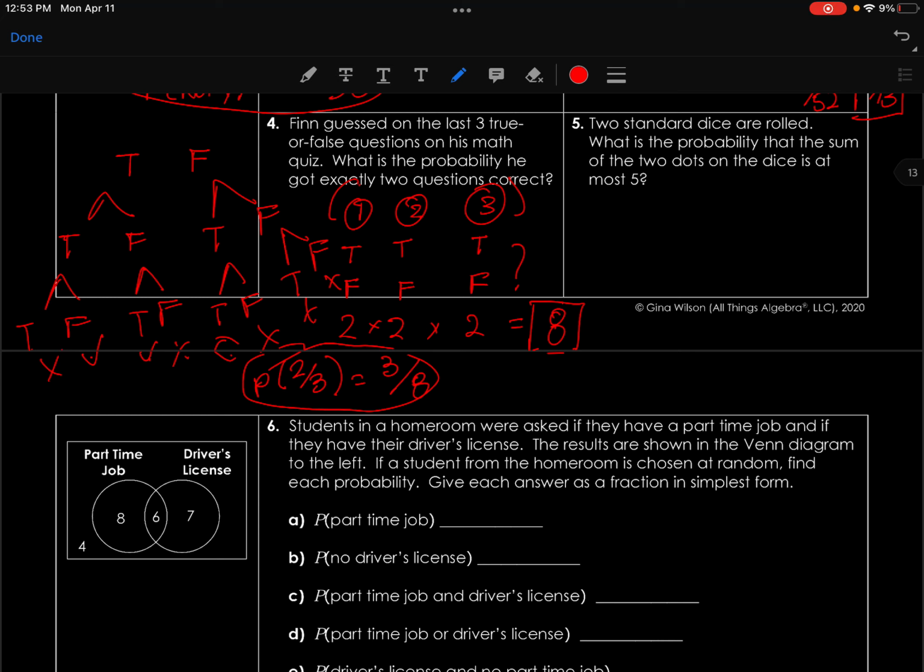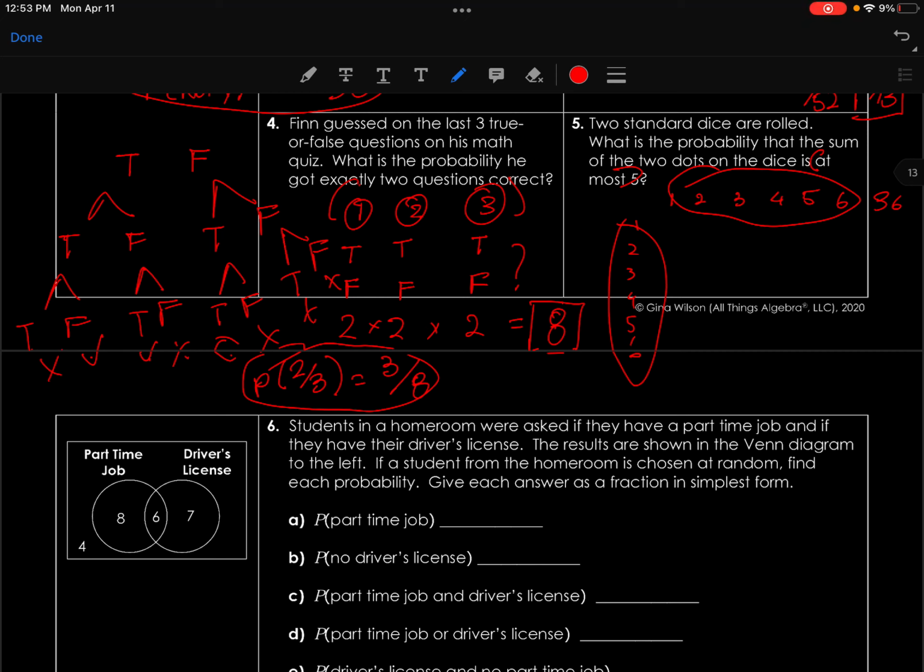2 standard dice are rolled. What is the probability that the sum of the 2 dots on the dice is at most 5? So it cannot be greater than 5. Well, this is a great example where we can use a table. 1, 2, 3, 4, 5, 6 and 1, 2, 3, 4, 5, 6. There's 6 choices here, 6 choices here. There's a total of 36 entries. Now, which one is at most 5?